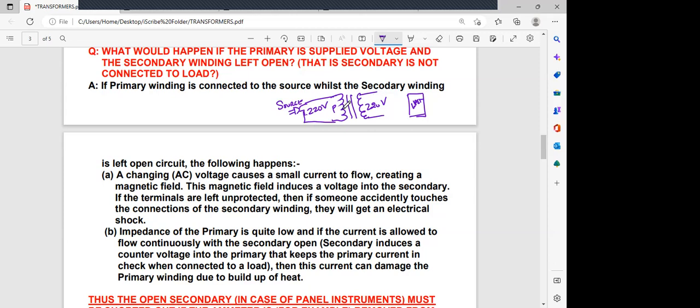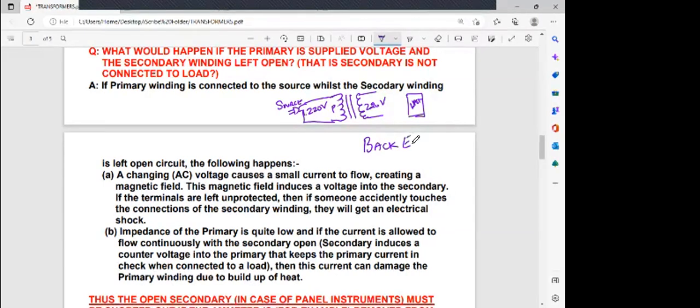The voltage induced into your primary because of the secondary is called back EMF, as you must have heard. Or back voltage. What does this back EMF do? Or what does this back voltage do?